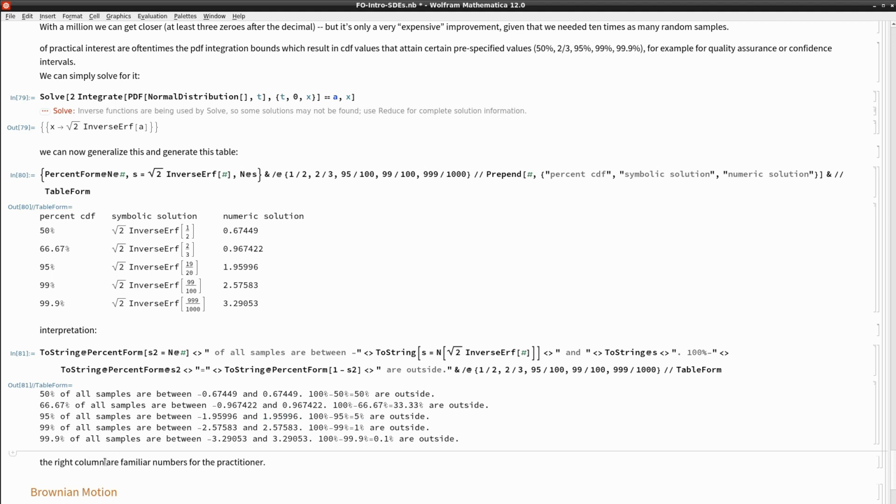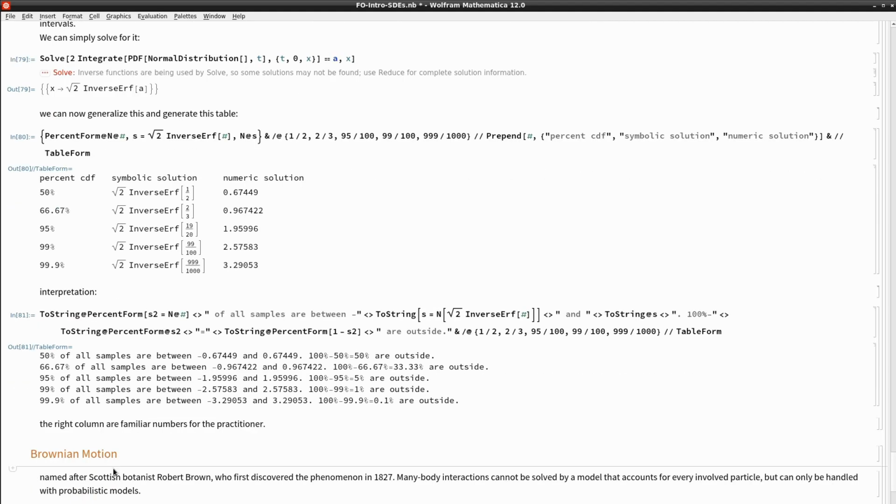All right. And the right column here are familiar numbers for the practitioner. These numbers here, I recommend you keep a note of it. Okay, so that ends my excursion in the normal distribution. We are gonna need it now for the Brownian motion.